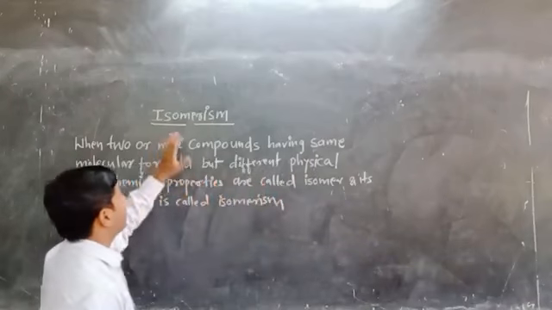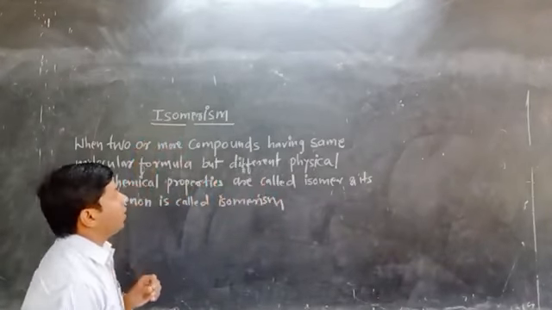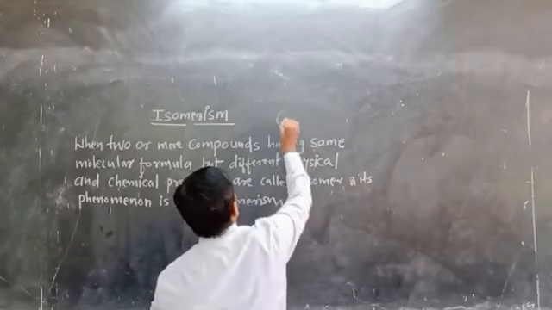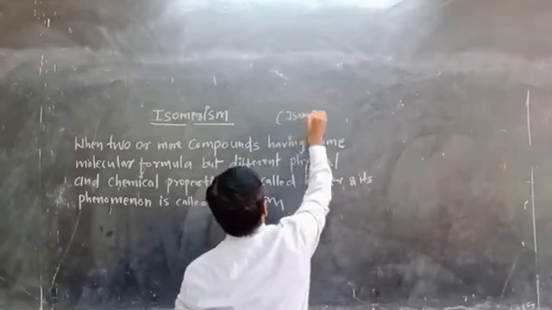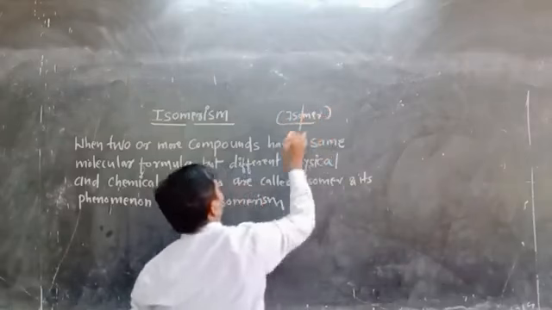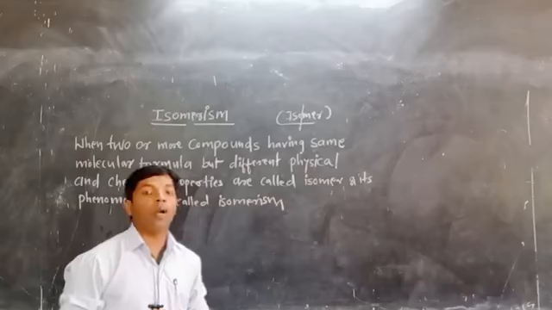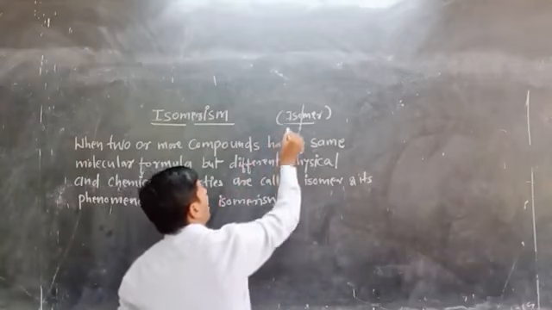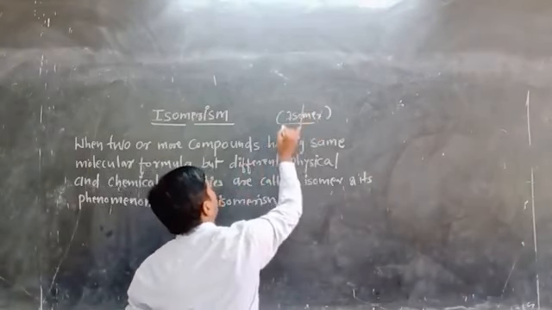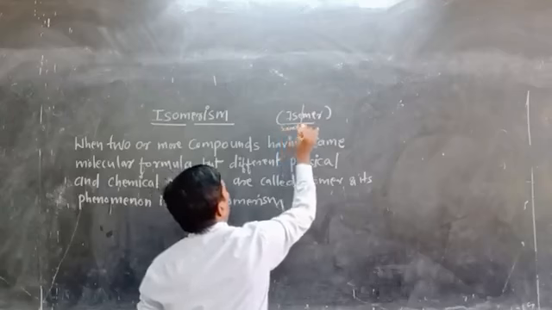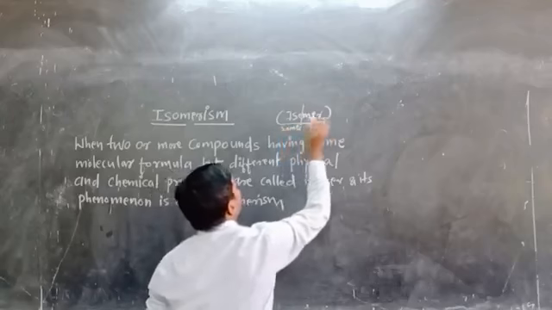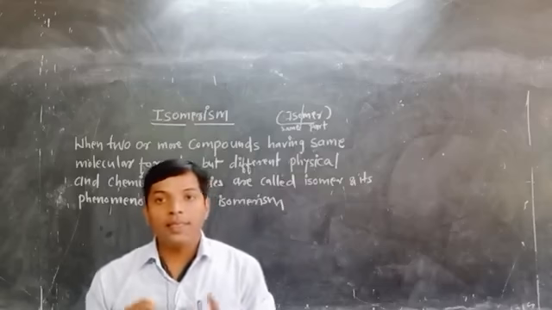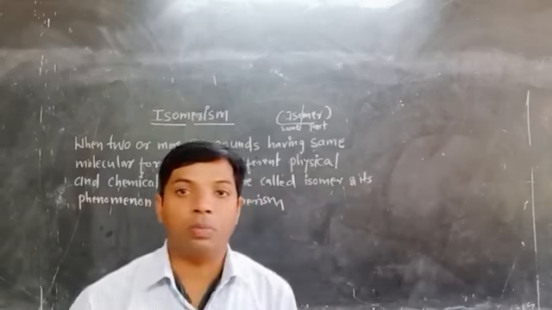The word isomerism comes from Greek. It is obtained from isomer. Isomer has two parts: one is iso and the second one is mer. Iso is a Greek word and mer is also a Greek word. Iso means same and mer means part. Same part, and its phenomenon is called isomerism.